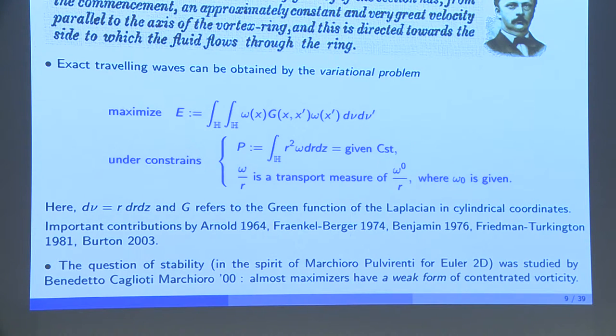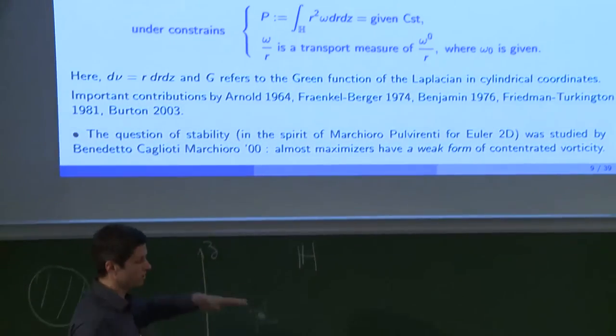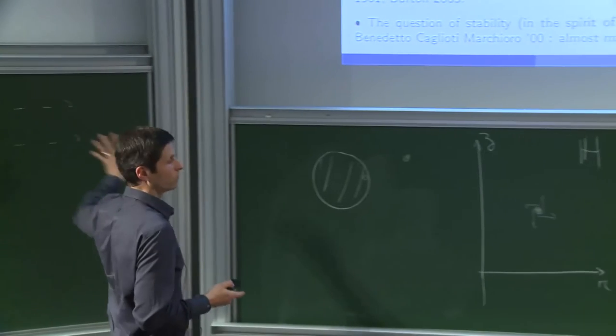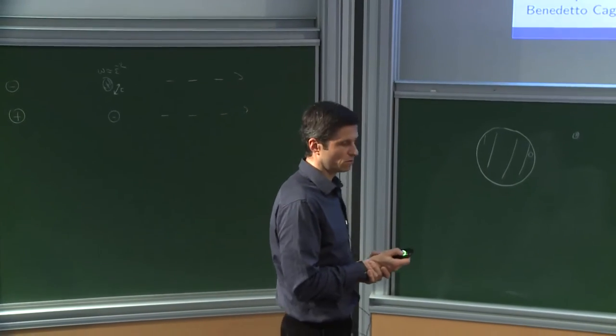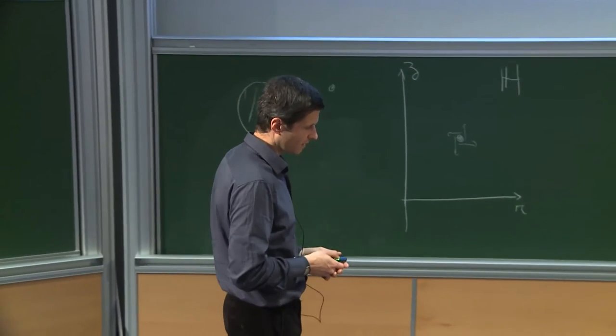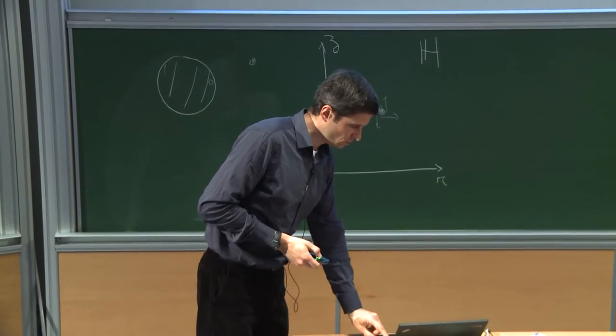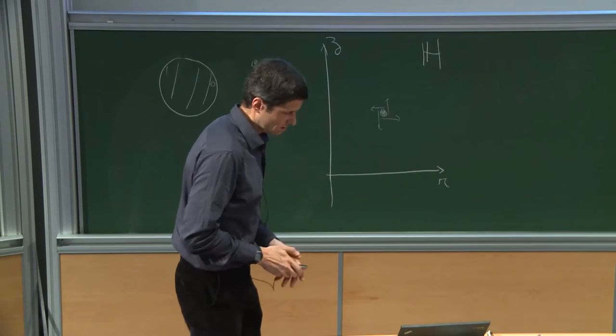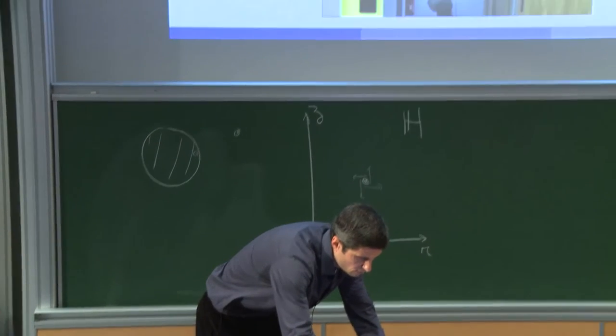So therefore it is a weak form of the Euler equation, and this patch is going with the right speed asymptotically. Okay. So that has been done for one vortex ring, and the extension to the case of two or more vortex rings, which would be the exact equivalent of the point vortex system that Marchioro and Pulvirenti derived, has not been done for Euler. So this is still an open question.